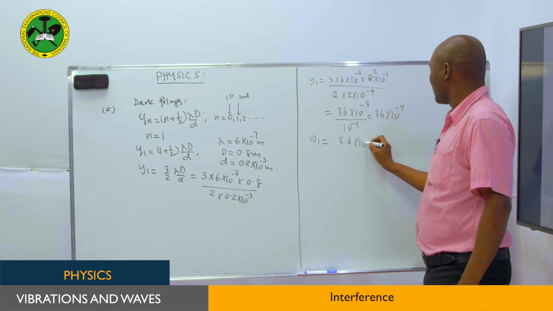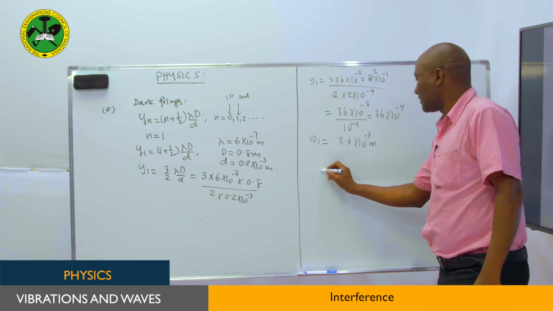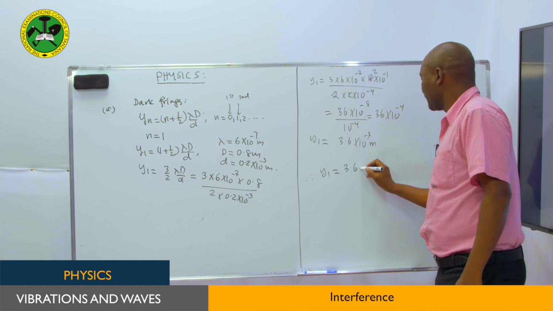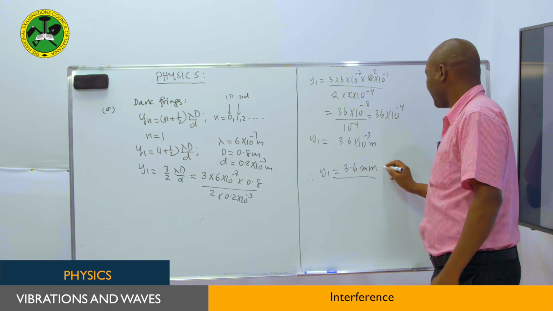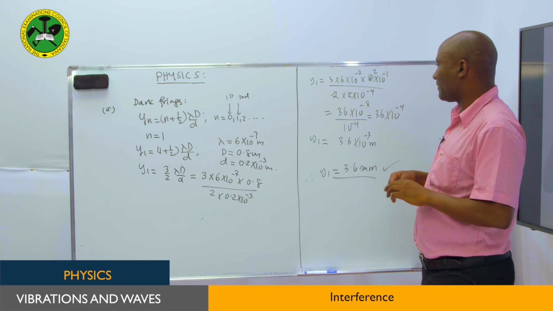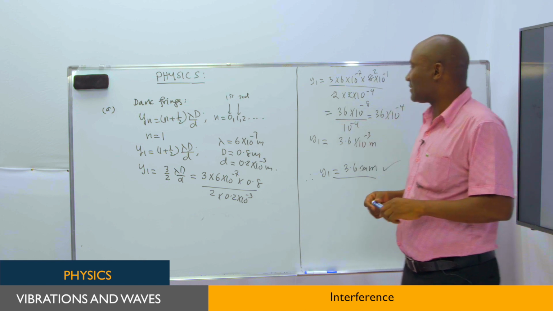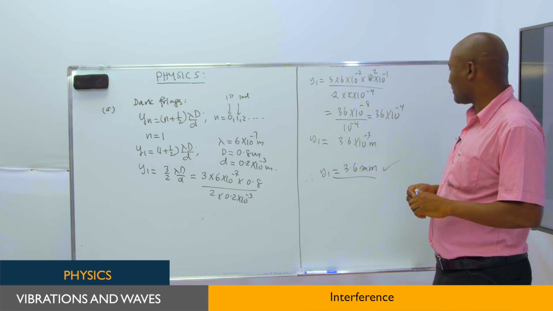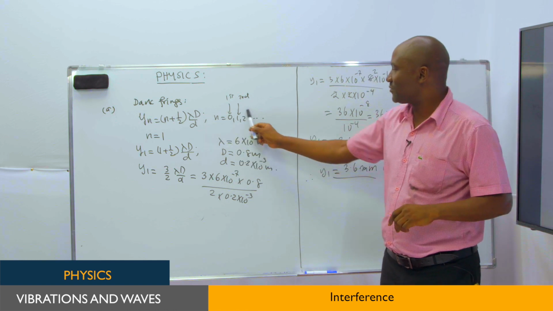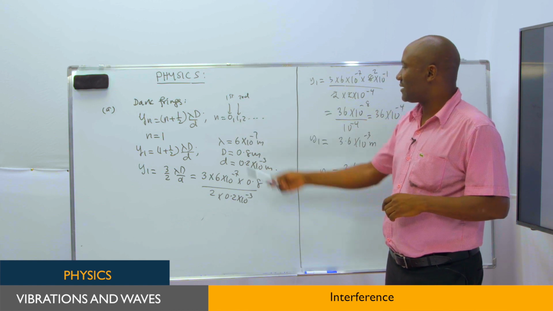So y1 equals 3.6 times 10^-3 meters, or because that is a very small distance, that is given as 3.6 millimeter. So that's how you can find the fringe separation. So you can find the distance of the dark fringe depending on the order. So this is the second dark fringe from the central fringe, and you have seen that the formula is known, but you should know how to choose the order.